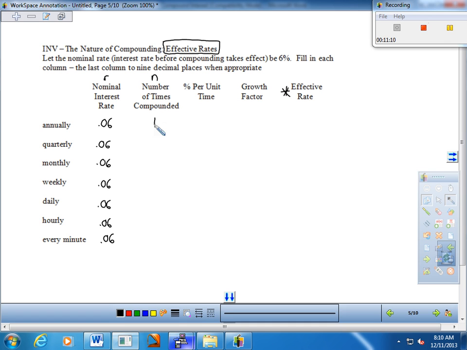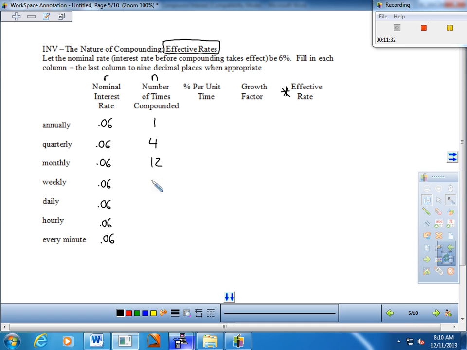So if it's compounded annually, that just means we only get one interest payment over the course of the year. And as a matter of fact, if you go back to that first investigation, that was the first account. We got just one interest payment at the end of the year. That would be compounded annually. Quarterly, that would be 4 interest payments over the course of the year. Monthly would be 12 interest payments over the course of the year. And by the way, this was, of course, the second account in that first investigation. We got that 12% divided up 12 times over the course of the year.